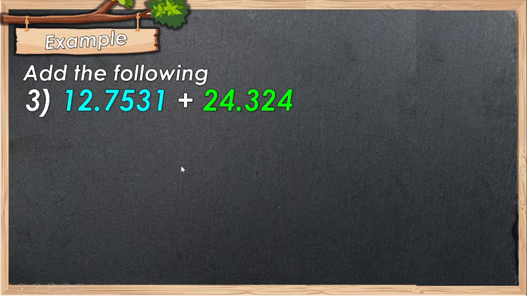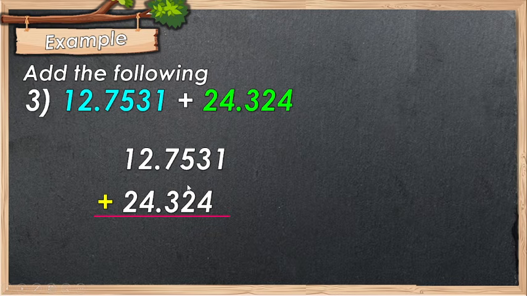For number 3, we have 12 and 7,531 ten thousandths plus 24 and 324 thousandths. So align your decimal point vertically, and then add 0 if possible to make the two decimal numbers the same highest place value. Then proceed to addition.